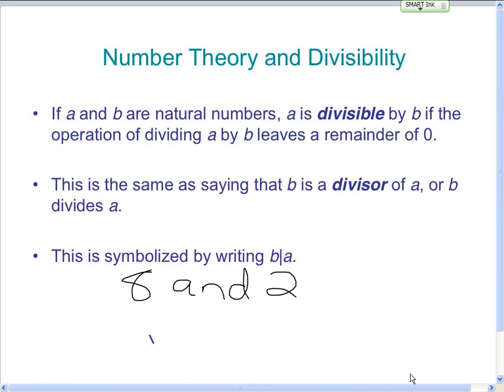And the symbol actually would be 2 and then this, which is not a fraction bar, like that. So I'm not saying 2 divided by 8. That's not what this means. What this symbol means is that this goes into that number evenly. The same way of saying that is B is a divisor of A, so we would say something like 2 is a divisor of 8, or 8 is divisible by 2. Two different ways of saying the same thing.